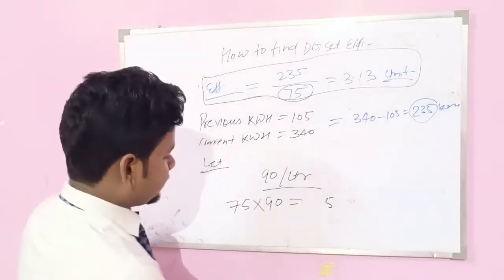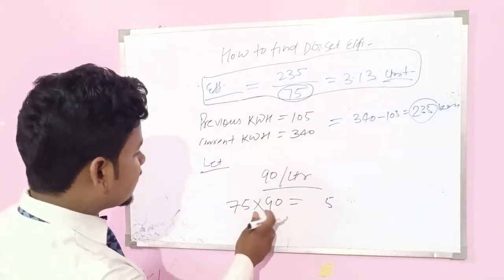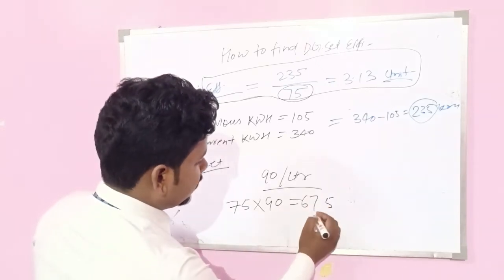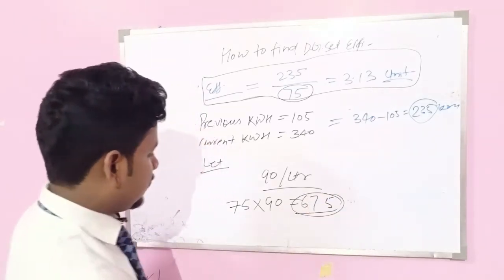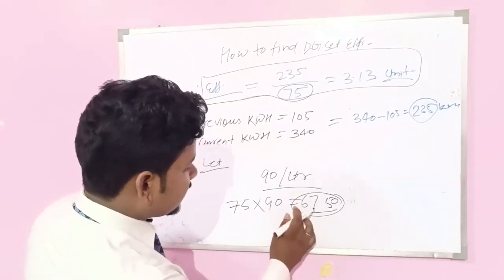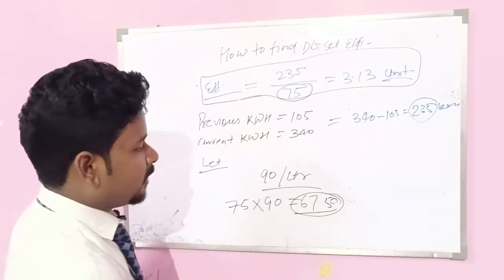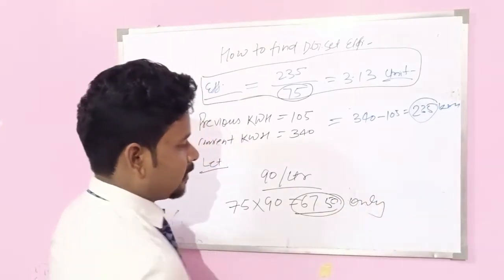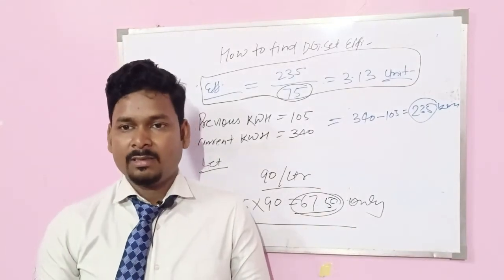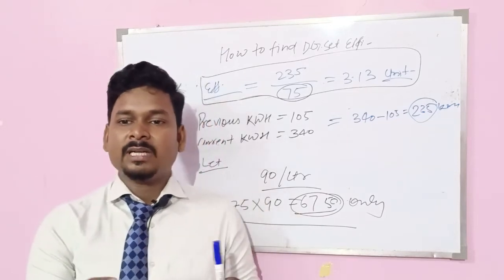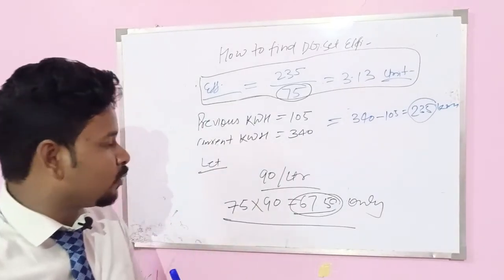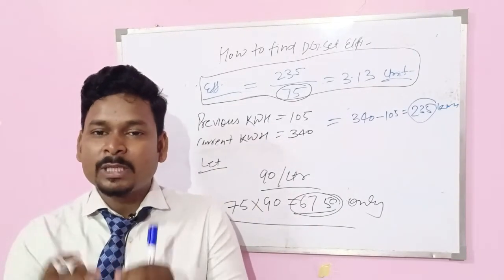The diesel cost will be 6,750 rupee only. Okay, you have found the diesel cost of total consumption, because the rate of diesel is 90 rupee per liter. Just divide this by the total units.